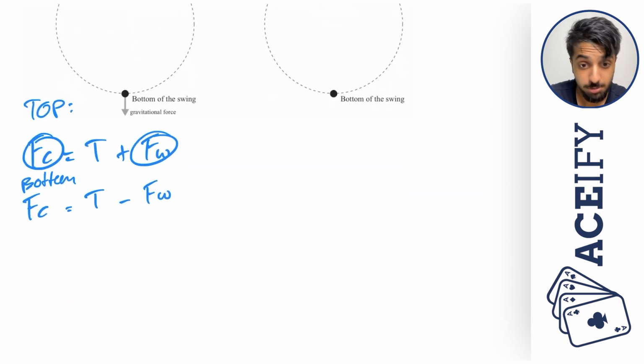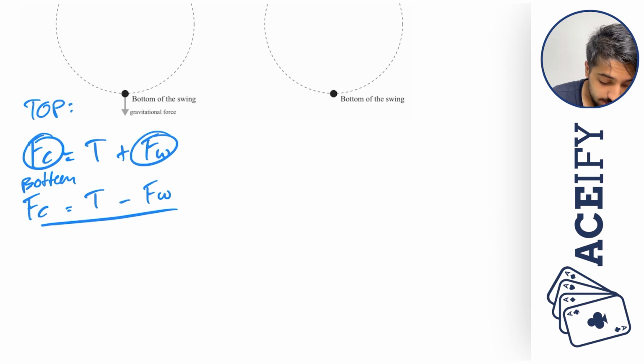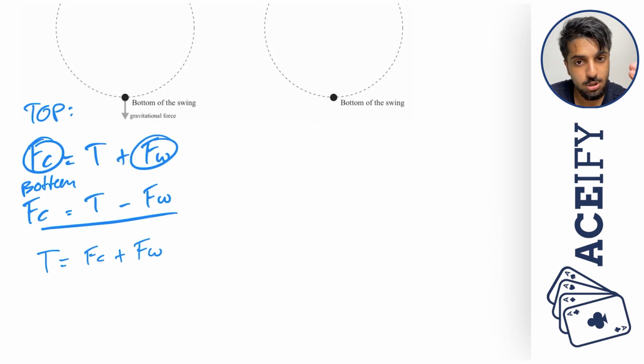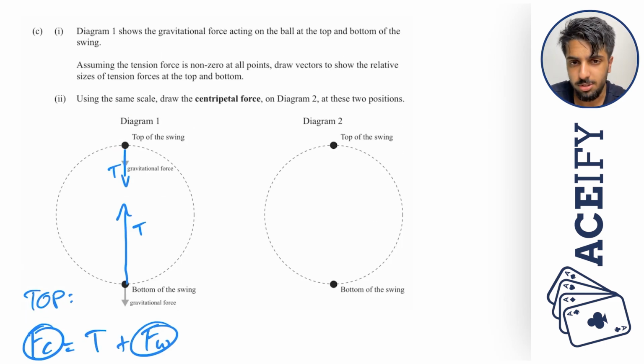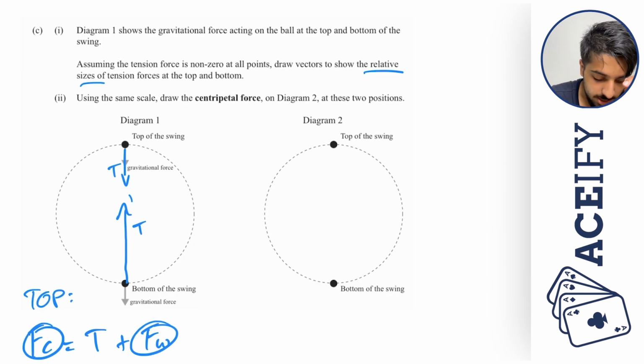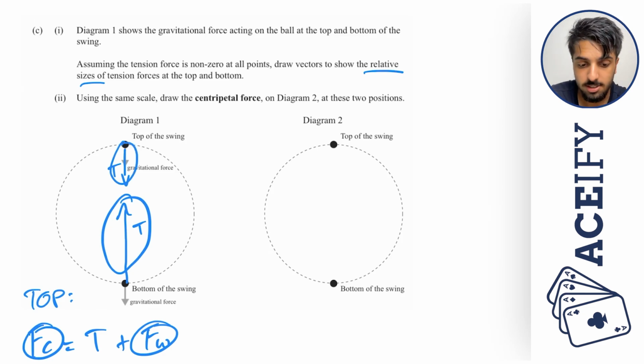And so therefore, if we rearrange this equation, we can see that the tension force is equal to the centripetal force plus the weight force. And so in order for there to be a centripetal force, that tension force must overcome the weight force. At the bottom, the tension force is much, much larger. Now it's important to note that these are relative sizes, so the size that you draw doesn't necessarily matter, it just matters the relationship between them. So this must be greater than this.